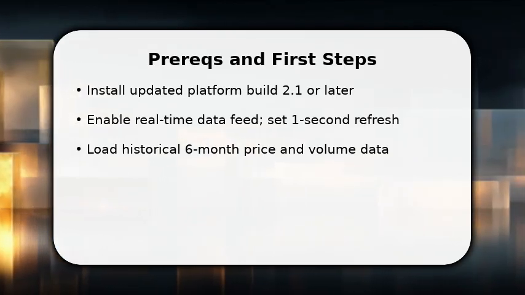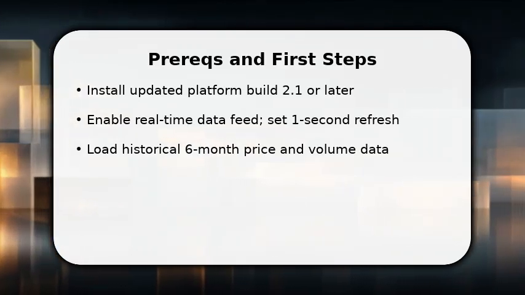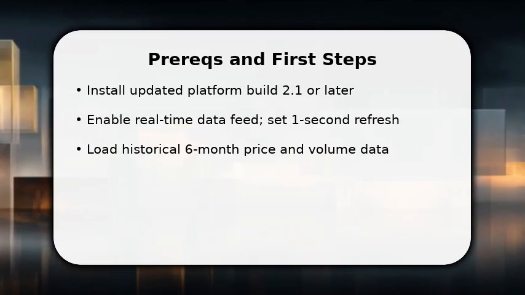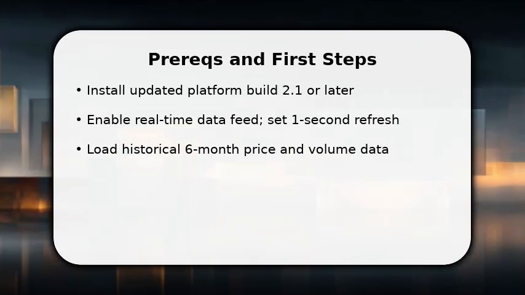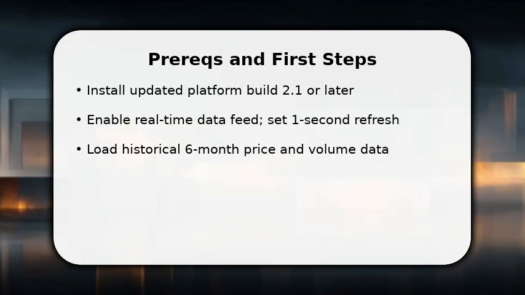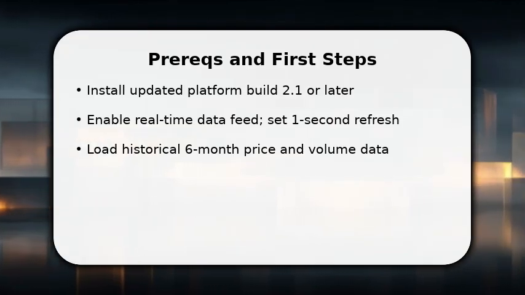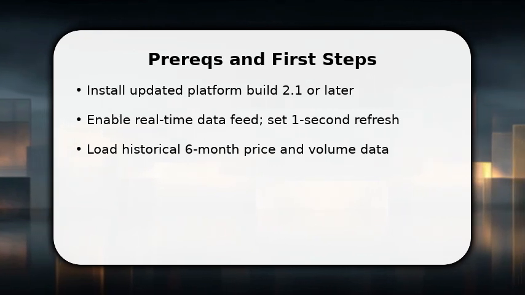You will map the indicator inputs to your feed: price, volume, and an ATR period. Make sure to set ATR to 14 and smoothing to 0.5. This gets you into the first actionable state, where the indicator can compute live signals.